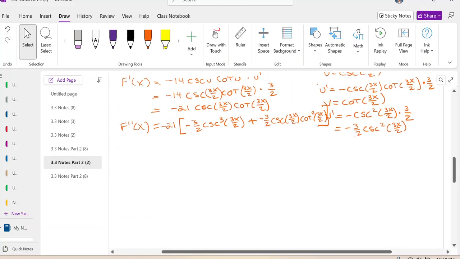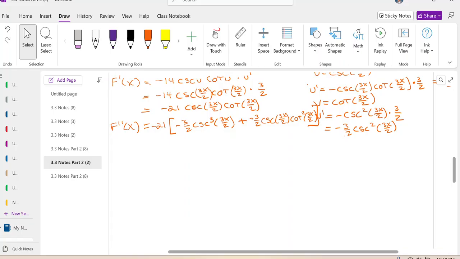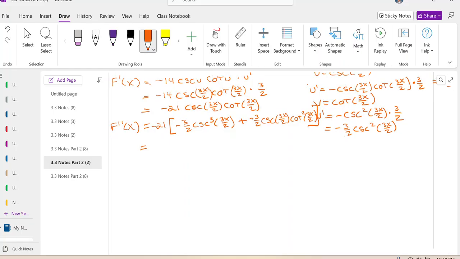And then when we multiply by negative 21, we get 63 over 2 cosecant to the third 3x over 2, plus 63 over 2 cosecant 3x over 2 cotangent squared 3x over 2.